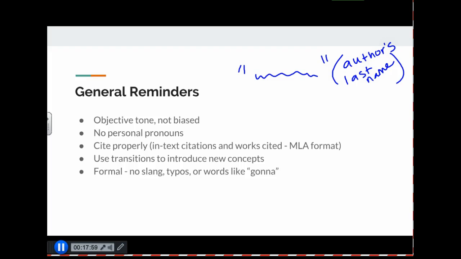But you're only using website stuff. If you're using something from the modules, it's still just the author's last name. Author's last name. Do we just write, how do we cite the module papers?